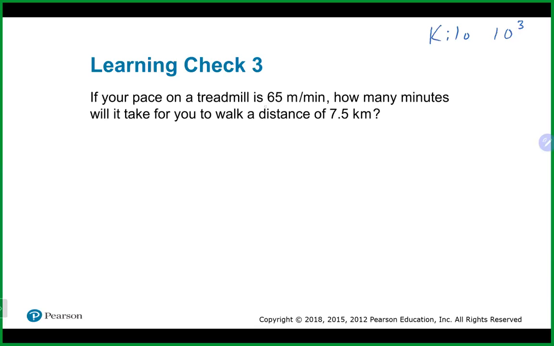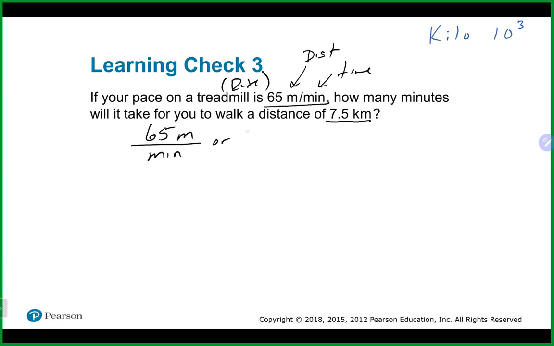So we got a couple of things here. We have this, which is really a rate. And a rate is really your distance per time, right? It's your rate. And we also have our distance that we want to travel. And we really want to know how much time it's going to take us to do that. So it's really the rate that's going to allow us to do that. And we can use that as a conversion factor. We could say in 65 meters, it will take us a minute to do so. Or we could flip it around, in a minute, it will take 65 meters to go.